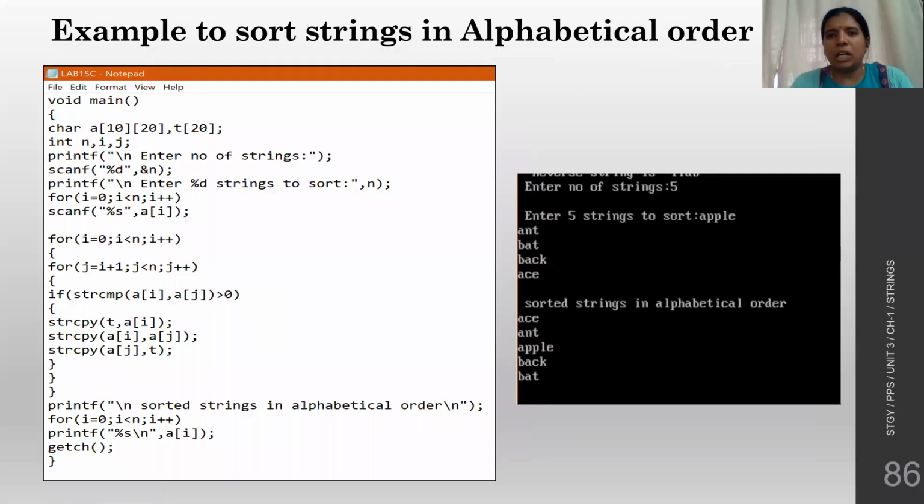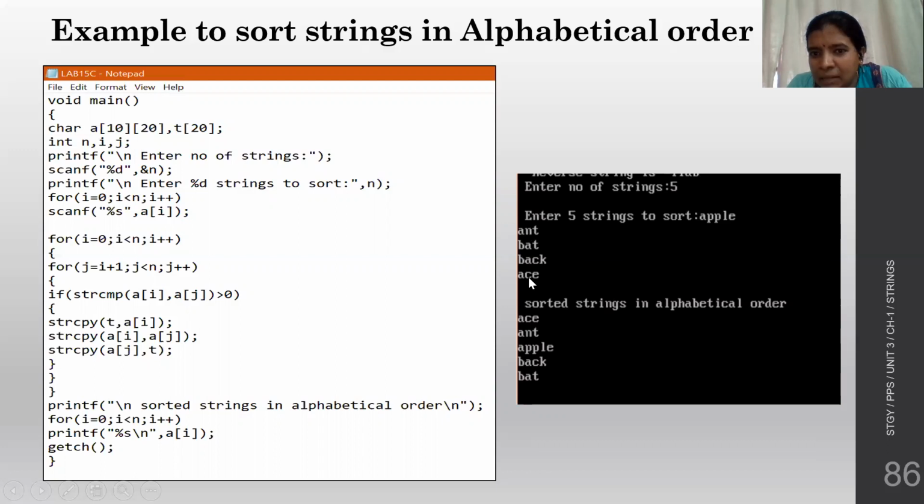Okay. Now let's try to see a simple program that sorts strings in alphabetical order. I have given 5 strings: apple, ant, bat, back, and ace, and I'm trying to put them in alphabetical order. So what comes first? Just check out the example and tell me what comes first, AP or AN? AN comes first. So the answer is, oh sorry, there's one more string called ace.